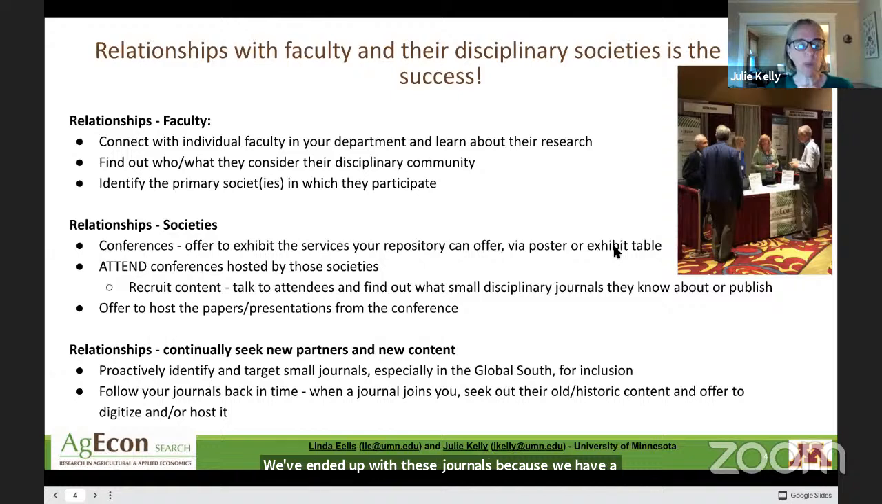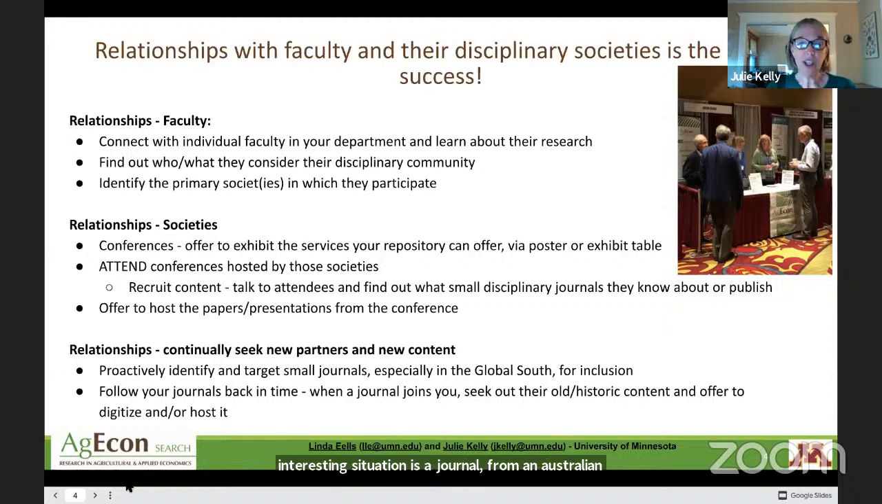We've ended up with these journals because we have a close relationship with a lot of the disciplinary societies in ag and applied economics. We've had their conference papers, many of them for years, and it wasn't too big of a jump to go and say that we wanted to have their journals. Probably our most interesting situation is a journal from an Australian society that's published by Wiley.